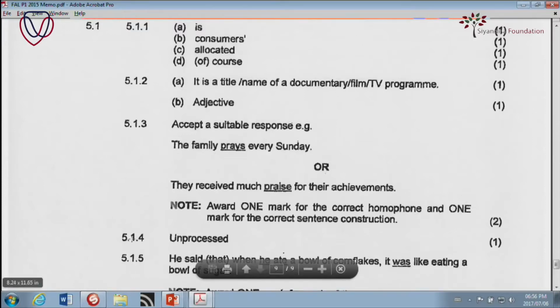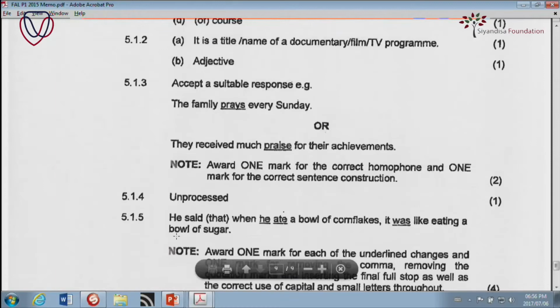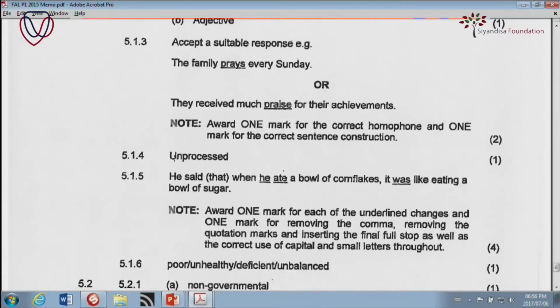Right. And then here we were asked for an antonym for processed, and here they've used the most obvious one, unprocessed. But if I were to encounter the answer non-processed, I would accept that, because that's also using a prefix, although it would have to be hyphenated for it to be fully correct. Okay, right? And then we have here 5.1.5.